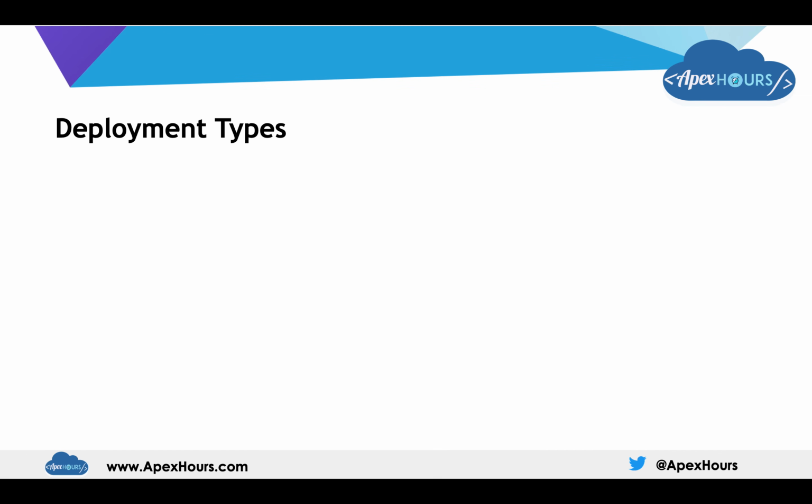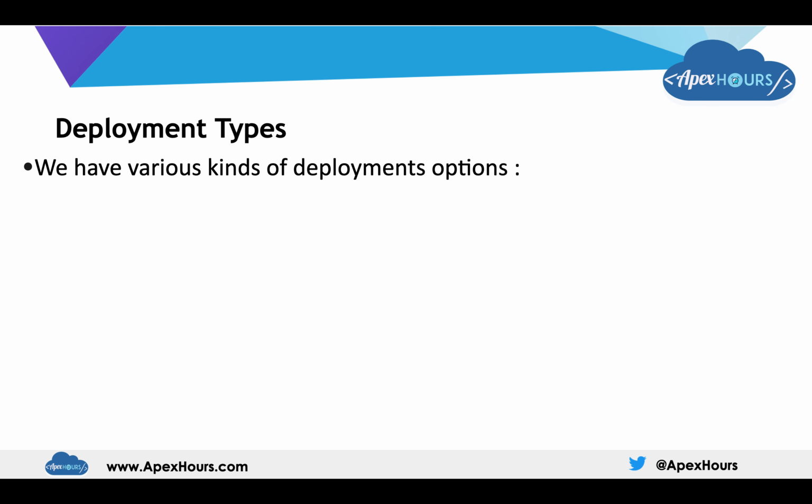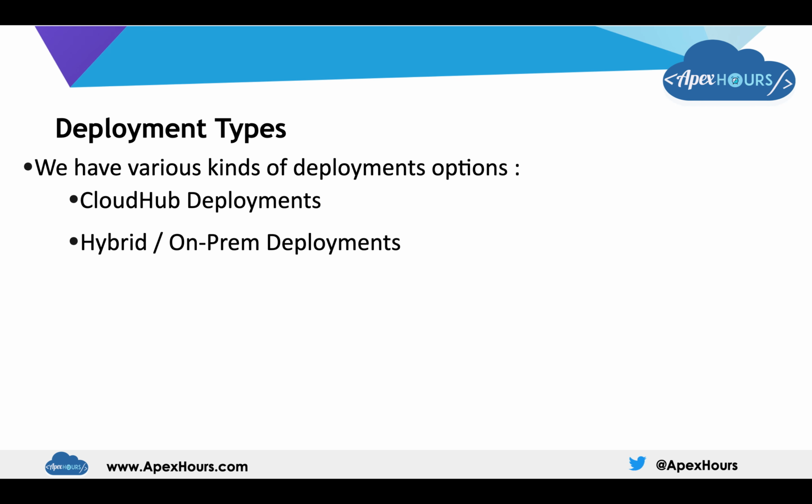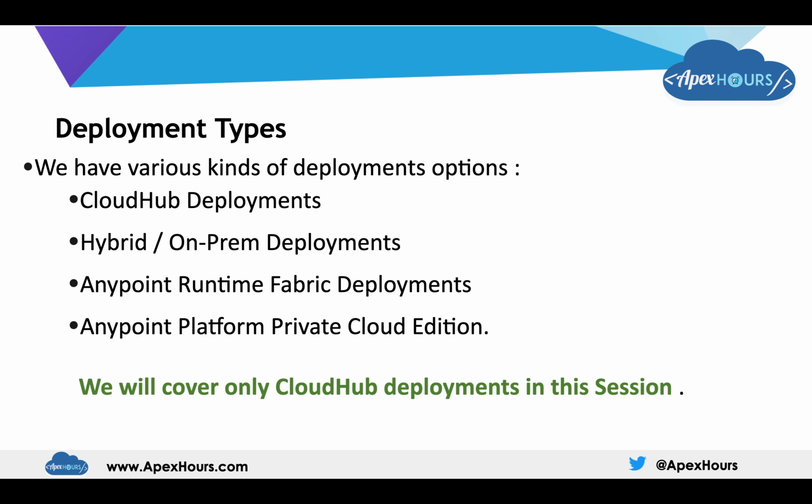So let's talk about deployment types. How many types of deployments does MuleSoft provide? We have various kinds of deployment options. First is CloudHub deployments. Second is hybrid or on-prem deployments. Third is Anypoint Runtime Fabric deployments. And there is another one, Anypoint Platform Private Cloud Edition. But in this session we are going to concentrate only on CloudHub deployments, because CloudHub is the generic one. If you want to understand the basics, it is easy to go with CloudHub deployments, but for the advanced level you can go with on-prem, Anypoint Runtime Fabric and those other options.